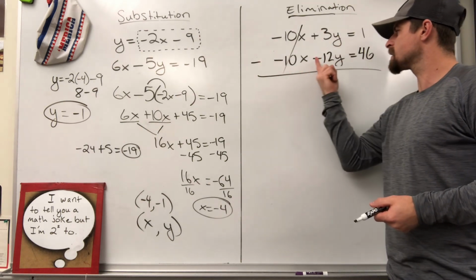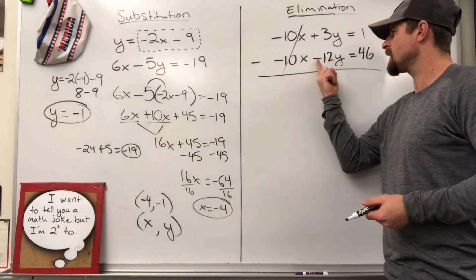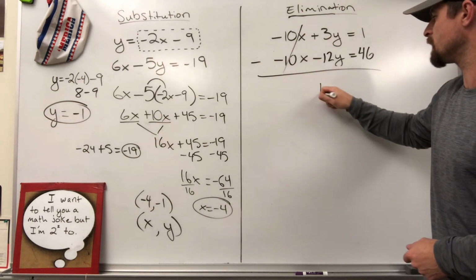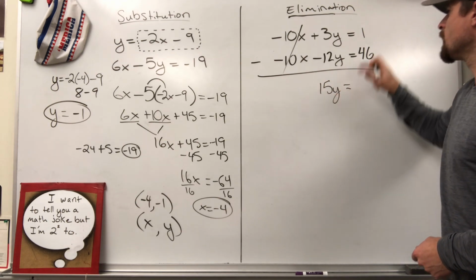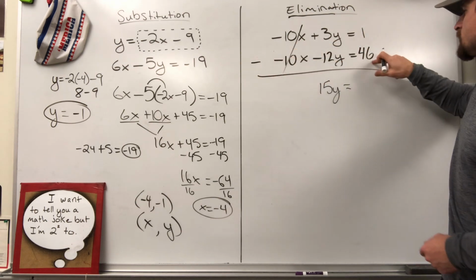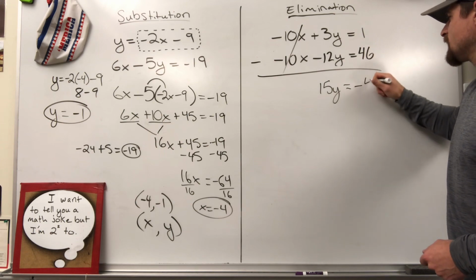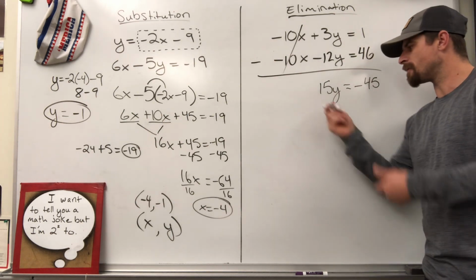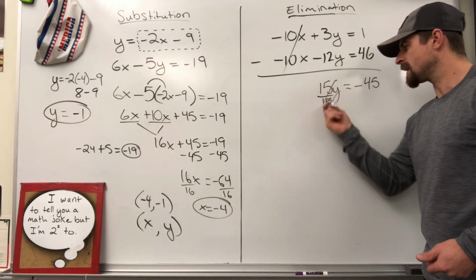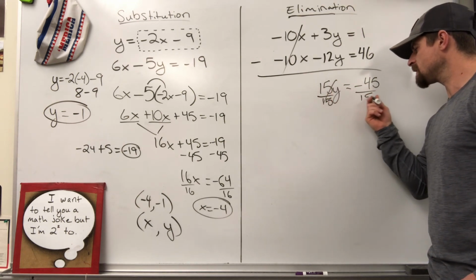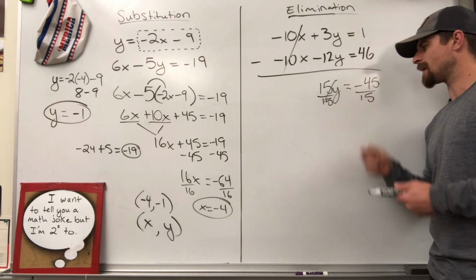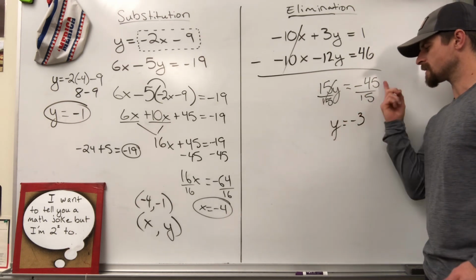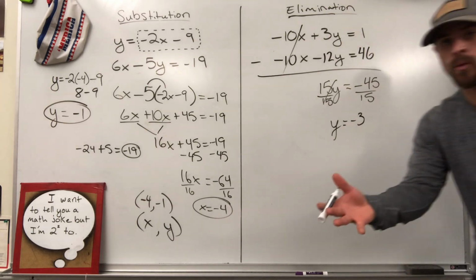3 minus negative 12, minus a negative is really adding. So 3 plus 12 makes 15 with a y. 1 minus 46 takes me way back to negative 45. I've got a one-step equation. We can divide by 15. Cancels a 15. Divide by 15. Don't forget that a negative divided by a positive will always equal a negative. And in this case, it's going to be 3. I've got one of my variables.